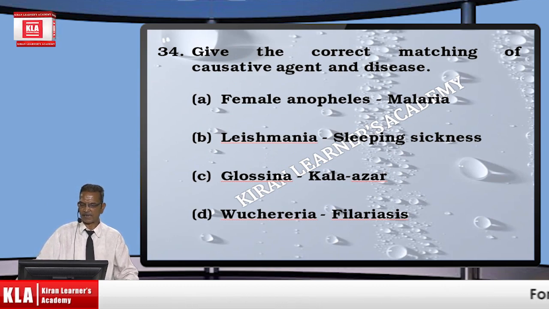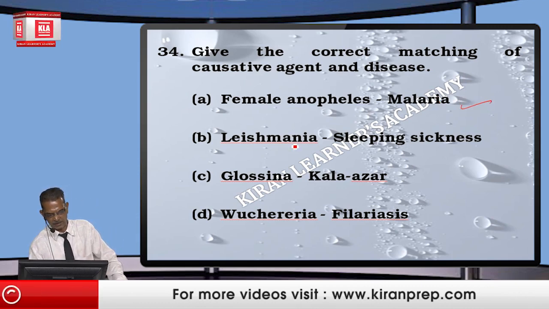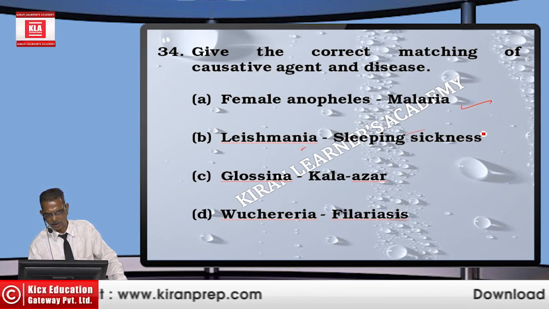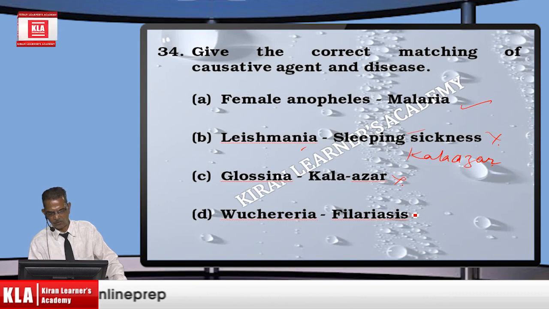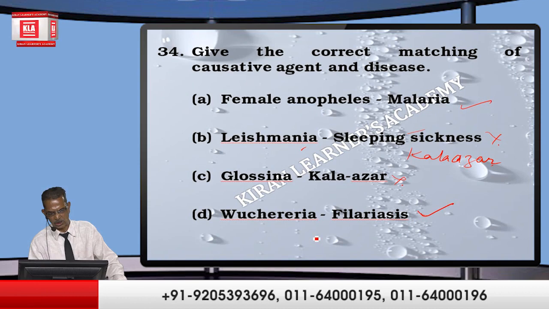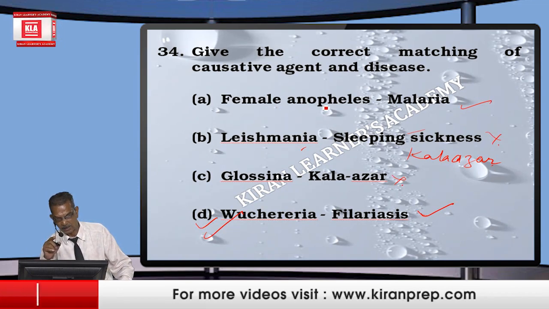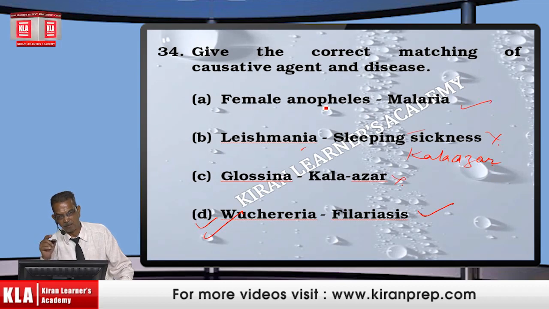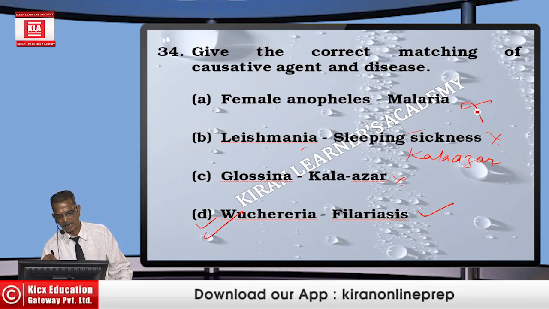Next, give the correct matching of the vector and disease. Female Anopheles, malaria, that's true. Leishmaniasis, sleeping sickness, no. Leishmania causes Kala Azar. Glossina, Kala Azar, no. Wuchereria, filariasis, yes. Strictly, the female Anopheles does not cause malaria, it acts as a vector for malaria. Malaria is caused by the malaria parasite, Plasmodium vivax. So again, this is an incorrect option. And hence D is the correct option, that filariasis is caused by the worm called Wuchereria bancrofti.